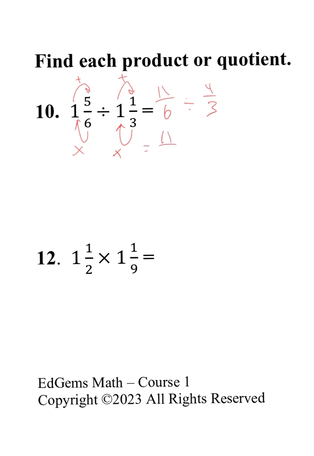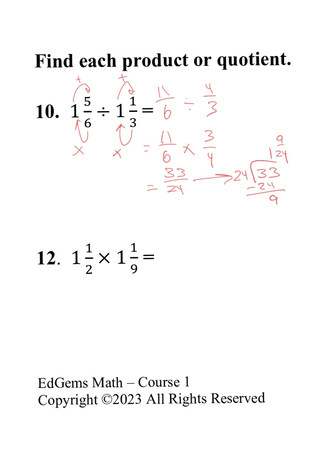So keep, flip, change. Multiply straight across. 11 times 3 is 33, and 6 times 4 is 24. That's an improper fraction. So if we got to get old school with it, here we go. So we got 33 divided by 24. 24 will go into 33 one time. 1 times 24 is 24. Subtract those, I get 9. So it's 1 and 9/24.